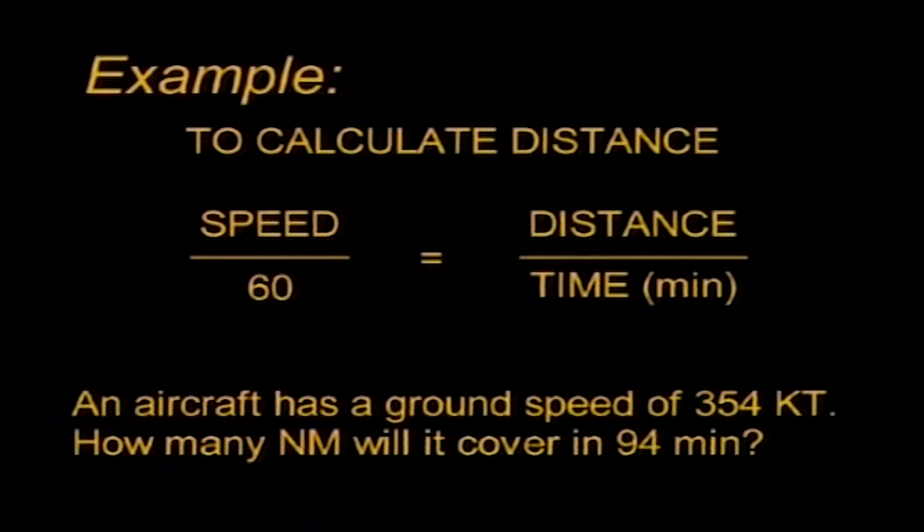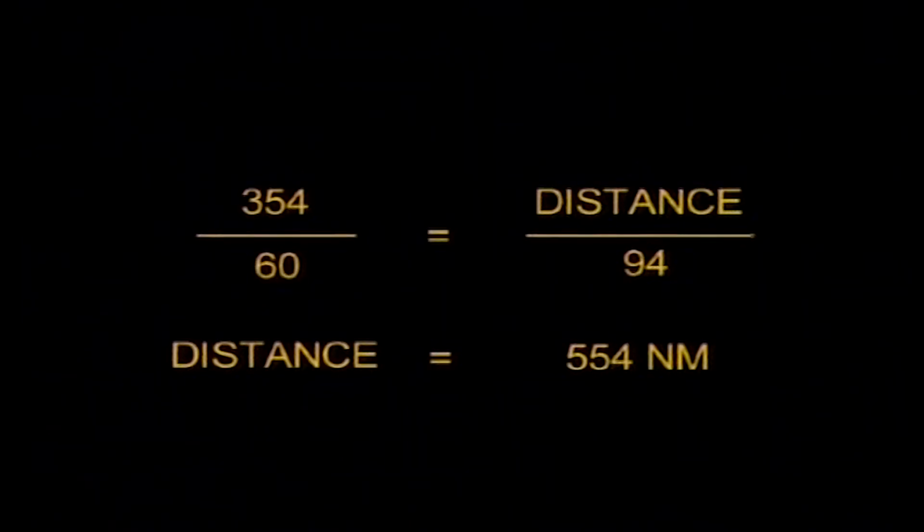To calculate distance, use the same equation. For example, an aircraft has a ground speed of 354 knots. How many nautical miles will it cover in 94 minutes? 354 divided by 60 equals distance divided by 94. Solving for distance gives 554 nautical miles.